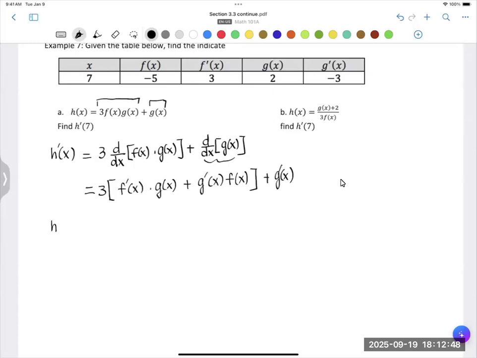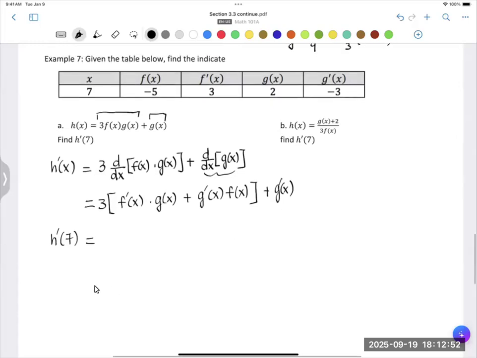And now we want to find h prime of 7. So how do we find h prime of 7? It means your input is 7. So if your input is 7, what is your f of 7? f of 7 is -5. f prime of 7 is 3. g of 7 is 2. And g prime of 7 is -3. So we have 3 times f prime of 7 times g of 7 plus g prime of 7 times f of 7, and then plus g prime of 7.